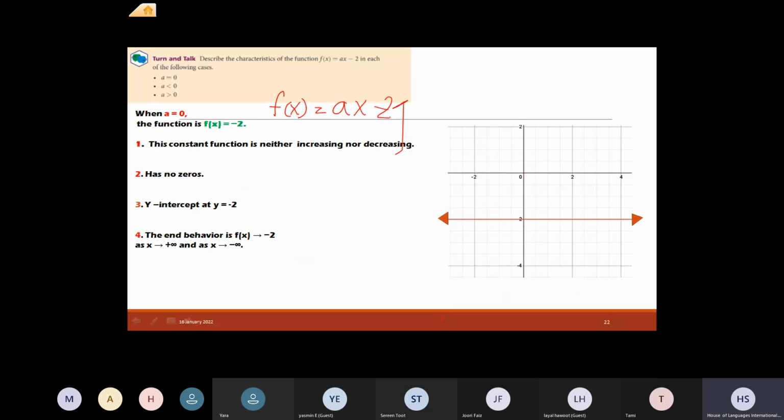If a is 0, what does it mean? If the slope is 0. If the slope is 0, so here you will say f of x equals what? Negative 2.